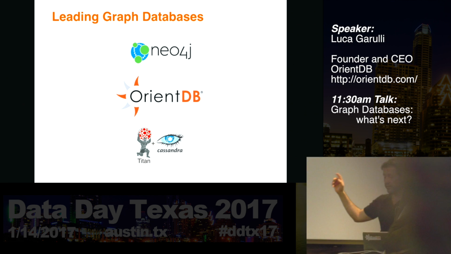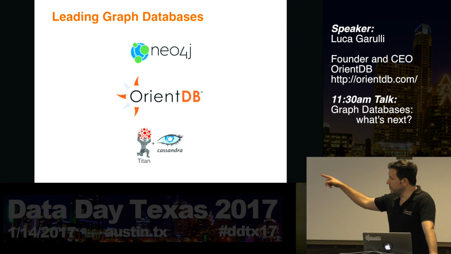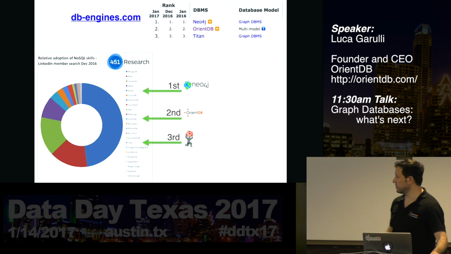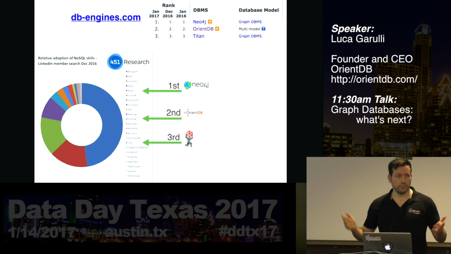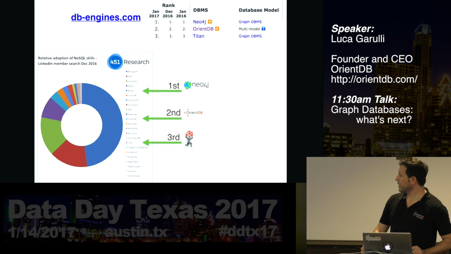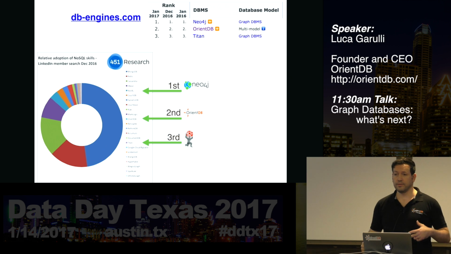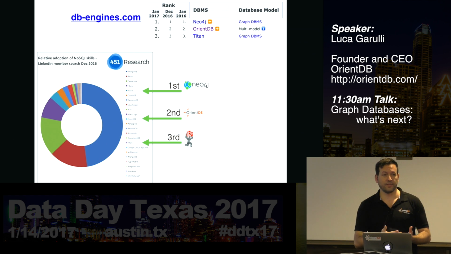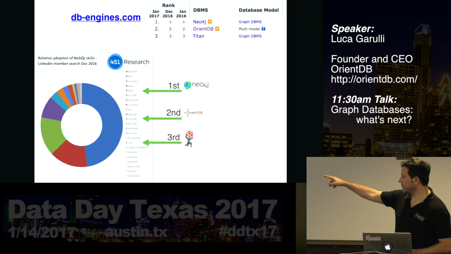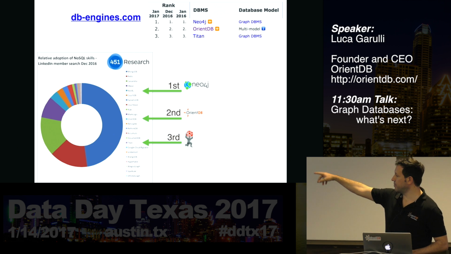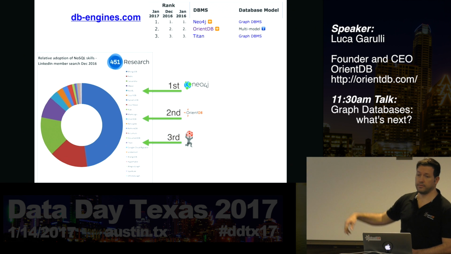I pick Neo4j as the leader of the graph database space. OrientDB is the second one, and Titan and Cassandra. In these slides, I will refer to Titan and Cassandra because Titan has a pluggable storage. Why did I pick only these three products? If you go to DB-Engines under the graph rank, you can see Neo4j, OrientDB, and Titan, right? Also, if you get the 451 Research report about the skills of people about graph databases on LinkedIn, you can see that the three graph databases are Neo4j, then OrientDB, and then Titan, right?